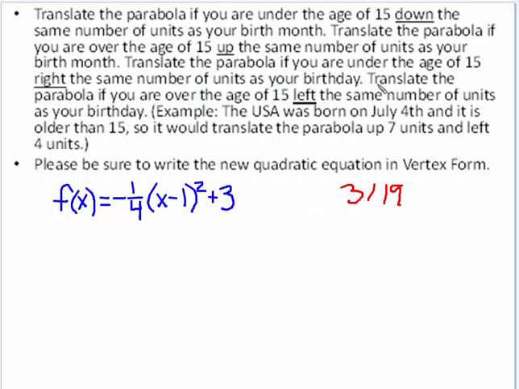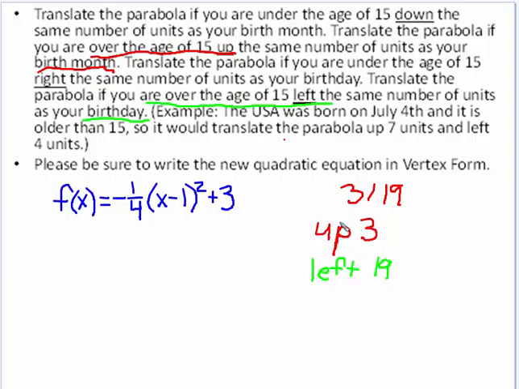So if I'm older than 15, it says if you are over the age of 15, I'm going to go up the same amount as my birth month. So let's say my birth month is 3. That means I'm going to go up 3. And it also says that if you are over the age of 15, you go left the same amount of units as your birthday, meaning if you were born on 3/19, that would be 19. So I went up 3, and I'm going to go left 19.